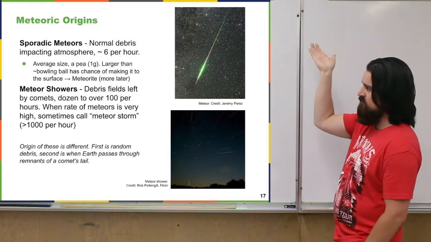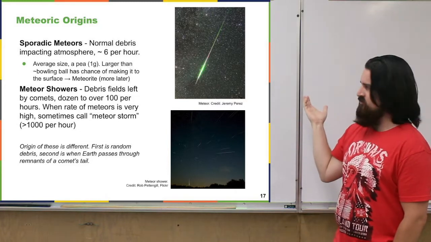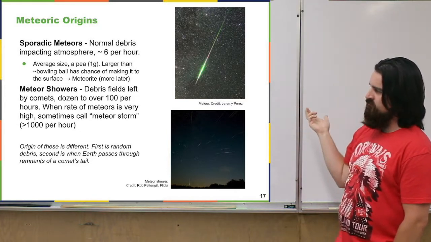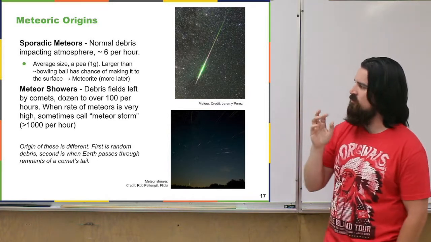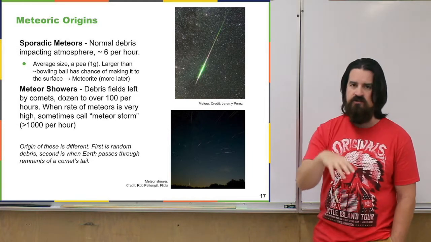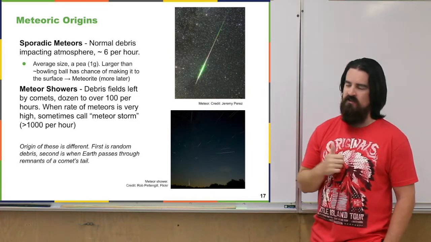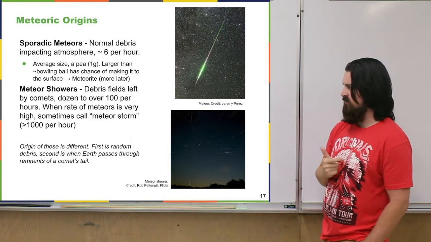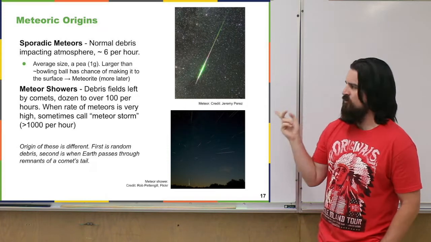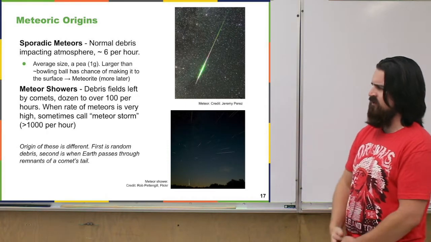So besides the sporadic meteors, normal, day to day, we also have meteor showers. Those can be anywhere from a dozen-ish per hour to like 100 per hour. Or if you get meteor showers with very high rates, that's up to 1,000 or over 1,000 meteors per hour. And that's, I think, where we go from saying shower to a storm, meteor storm. Not very common.